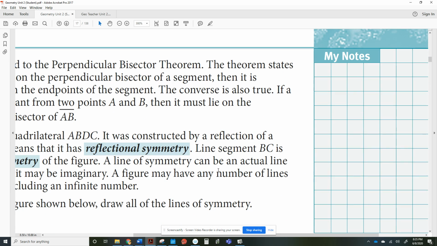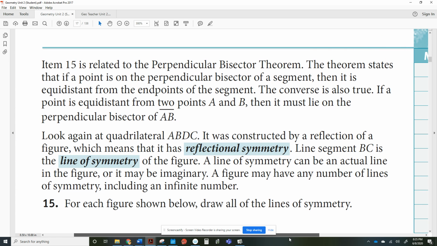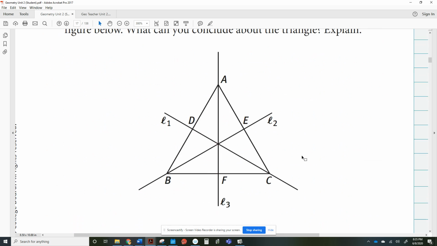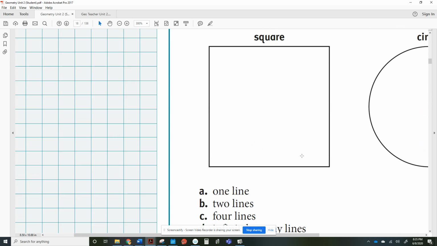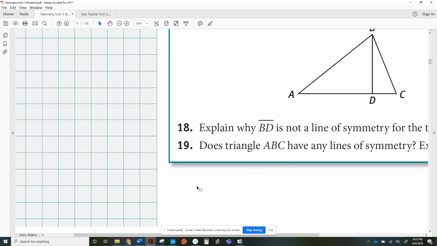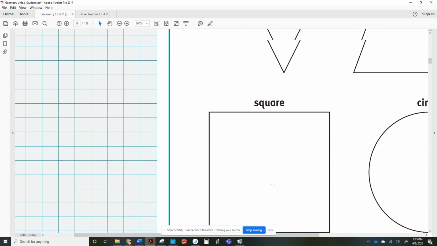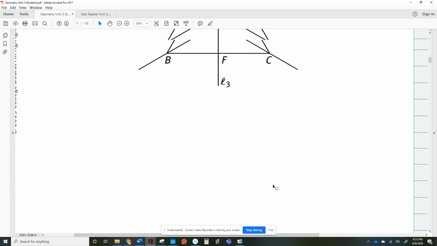All right, so I'm going to stop the video because the next thing that we're going to talk about is symmetry, lines of symmetry, and I think that's going to finish up this activity. It's been a really, really long one. So yeah, I will see you in the next video talking about symmetry.